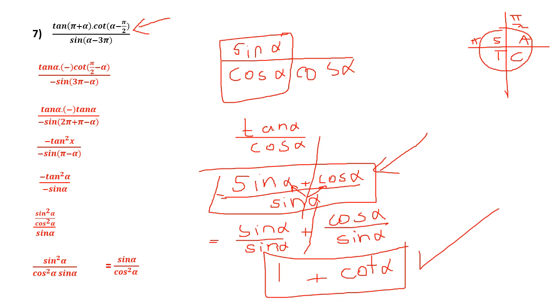When do you do this? You do this when they ask you to show that, for example, this expression is equal to 1 plus cotangent alpha. You should do, for example, of course you will have this one in the final answer, and then you split them in order to get 1 plus cotangent alpha, okay?